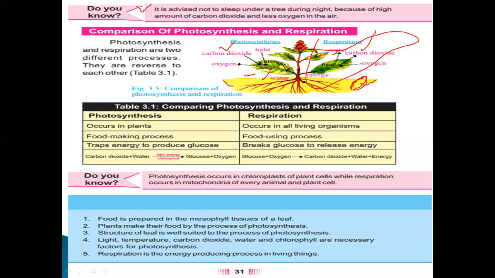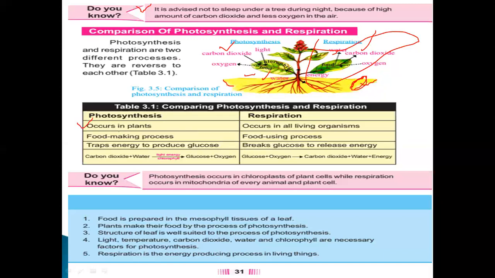Photosynthesis happens more in the daytime, as we have studied some factors related to photosynthesis: if there is more sunlight, there is more photosynthesis and more production of oxygen. So here we have also seen a comparison in this topic. Comparison means how can we compare photosynthesis and respiration? We will see it here in this table.